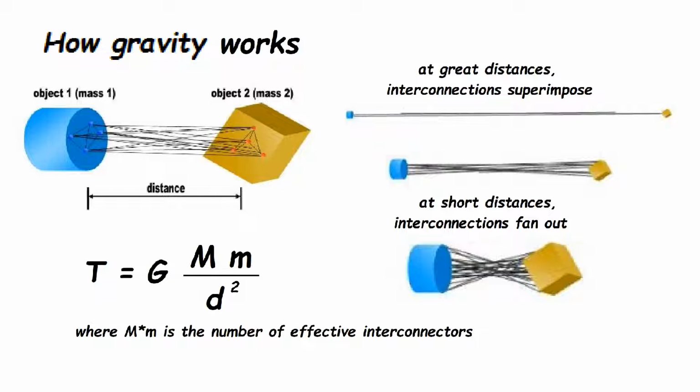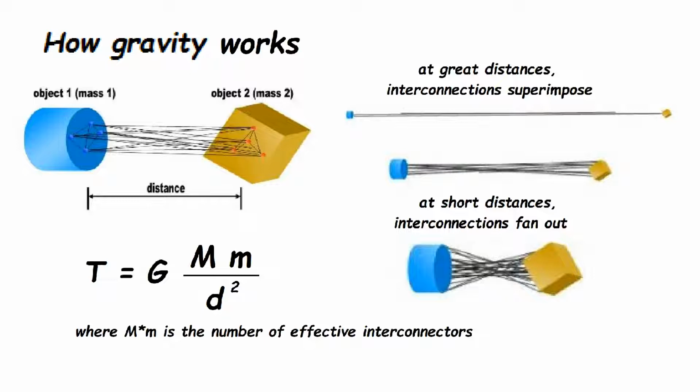All atoms in the universe are interconnected. The closer two objects are to each other, the more the ropes fan out. That's the bottom right there, the cylinder very close to the cube. And then when they're very far apart, which you see on the upper right, then the ropes form a single coaxial and gravity is weak. So the closer you get, the more the ropes fan out.